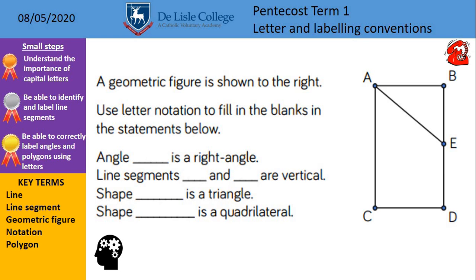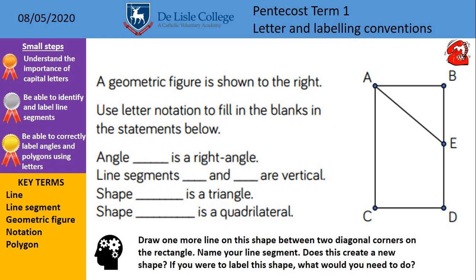A triangle, again we'll go with convention for alphabetical order, A, B, E. A, B, E is a triangle. And a quadrilateral, again, few choices. You could go A, B, D, C, so you've got the overall rectangle, or perhaps you've gone A, E, D, C. Just remember, quadrilateral, quad meaning 4, it's a four-sided shape. So you could have gone A, E, D, C as an example as well.